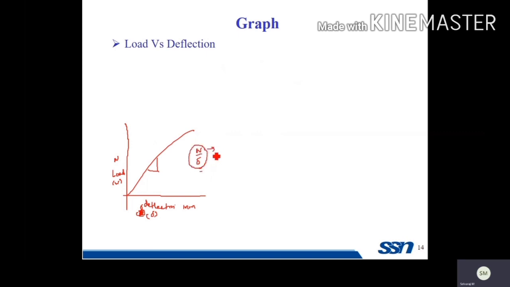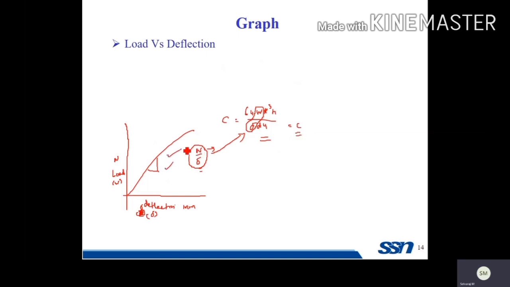What is the equation for modulus of rigidity? This is 64 W R cube N by delta D power 4. Here we have W by delta. The W by delta obtained from the graph must be substituted here. So now you will get the C value, that is the modulus of rigidity obtained from the graph.